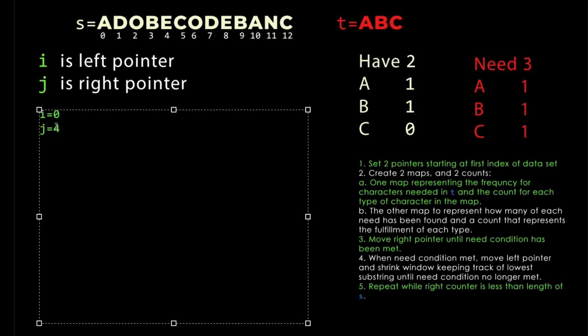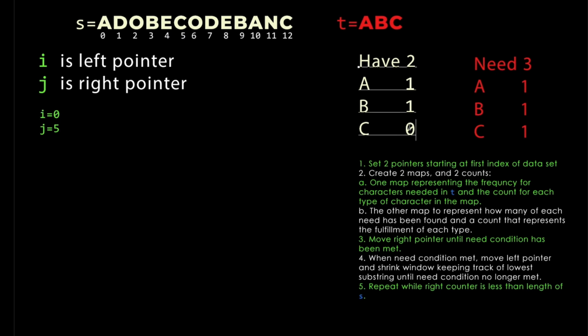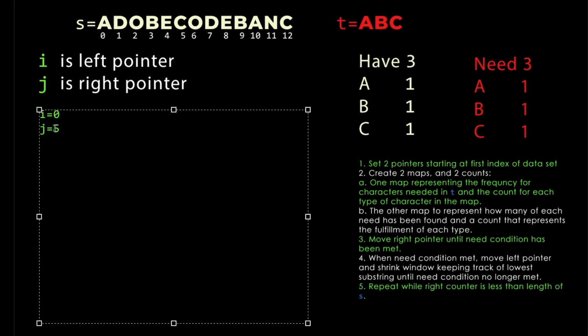J is equal to 4, which is an E, and we don't need any E's, so we continue. At 5, yes, we do need C's. And so we increment that. And once again, we satisfy the condition of our need map. And so we're going to increment our have count. Now our have count actually satisfies the condition of our need count, and thus we can actually get a result: 0 and 5.